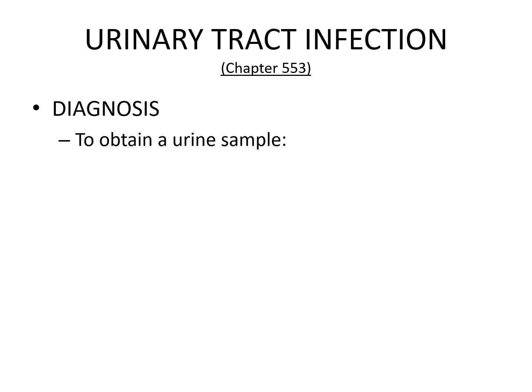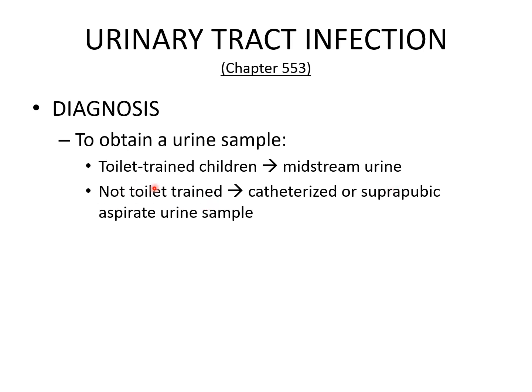So how will we be able to diagnose urinary tract infection? Of course, we need to check the urine. So how to do a urinalysis, how to get a urine sample. If your child is already toilet trained, you can do the midstream urine. What is a midstream? You need to let the patient urinate a little, and then in the middle, you will collect the urine. That is the midstream urine. If your child is still not toilet trained, you can do a catheterized urine sample or a suprapubic aspirate urine sample.